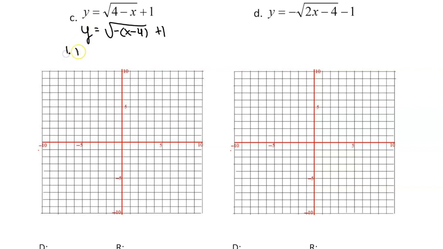So now we know that we have a reflection happening over the y-axis because the negative is connected to the x value, and then we're going to be moving 4 to the right and 1 up. So from there, if we reflect this over the y-axis now, it's going to look like this. And then from there, we want to go 4 right and 1 up.